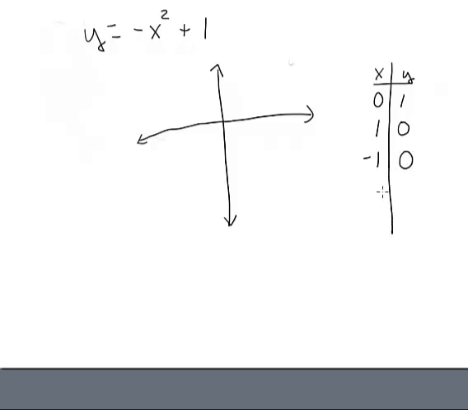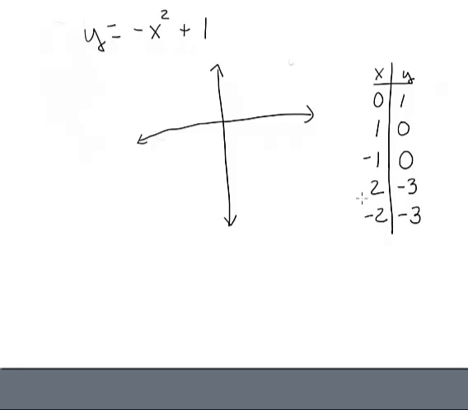Probably need more points. Let's look at 2. This is 2 squared. Negative 4 plus 1 is negative 3. And if we put negative 2 in here, negative 2 squared is still going to be positive 4. This makes it negative 4 plus 1 is negative 3.